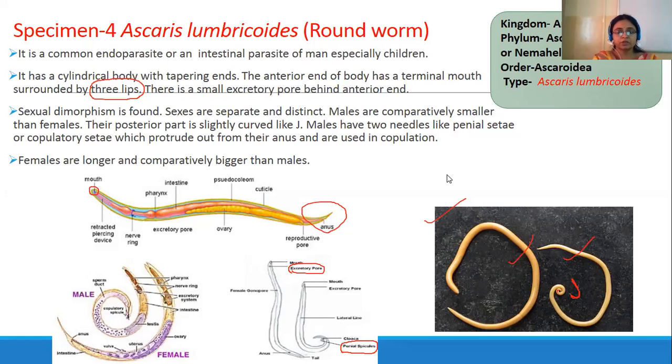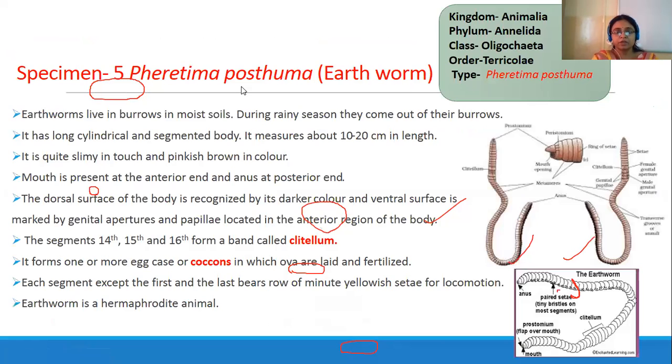Now the next specimen is Pheretima. Pheretima posthuma is commonly called an earthworm. Kingdom is Animalia, phylum is Annelida, class is Oligochaeta, order is Terricolae, and type is Pheretima posthuma, or commonly as we call it, the earthworm. So this earthworm you must have seen.